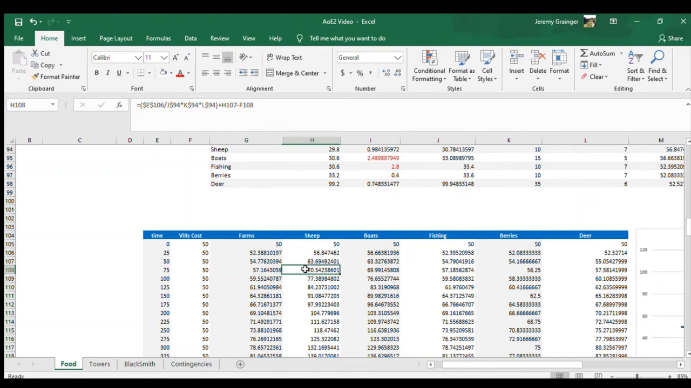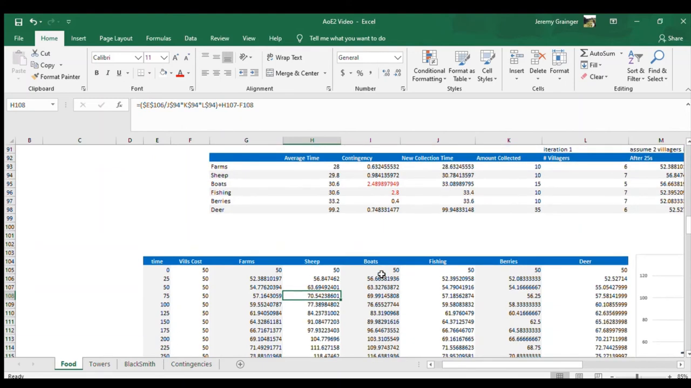I went away on my own time and I did this for the rest of the resources. And the biggest outlier was sheep, so I'll just talk about that one. Sheep for 75 seconds predicted 70.54, but I actually got 64 food. This is not good. I would rather that my model under-predicted, because that means you're over-prepared. Still, however, you don't want 6 on sheep. So you're better off having 7 on sheep, and you will definitely meet that quota.